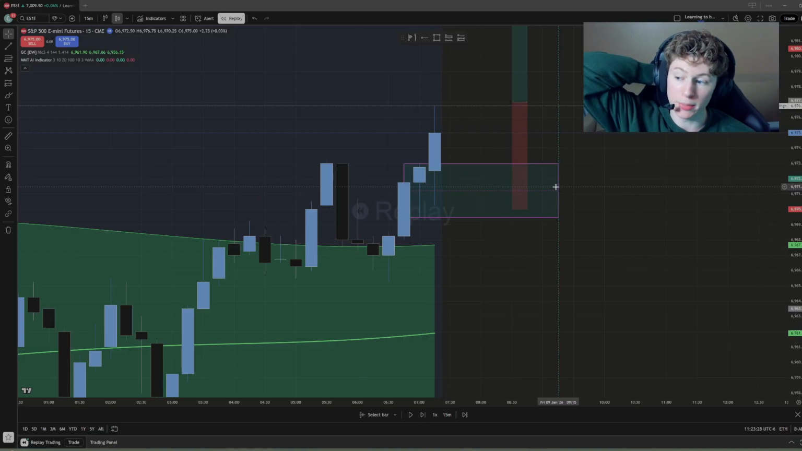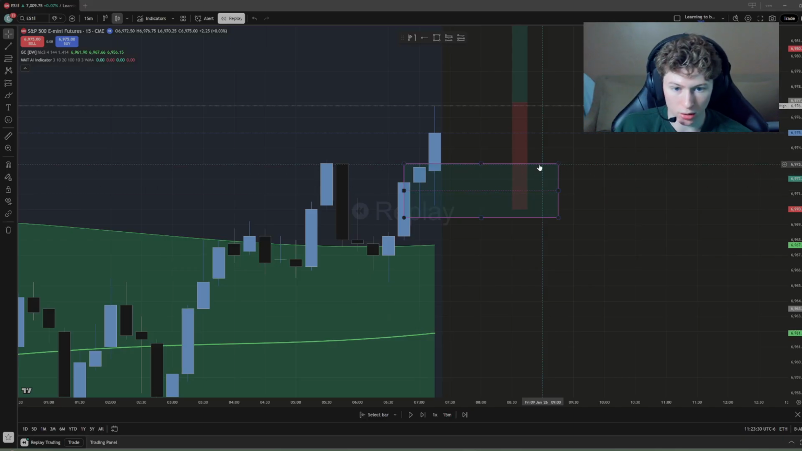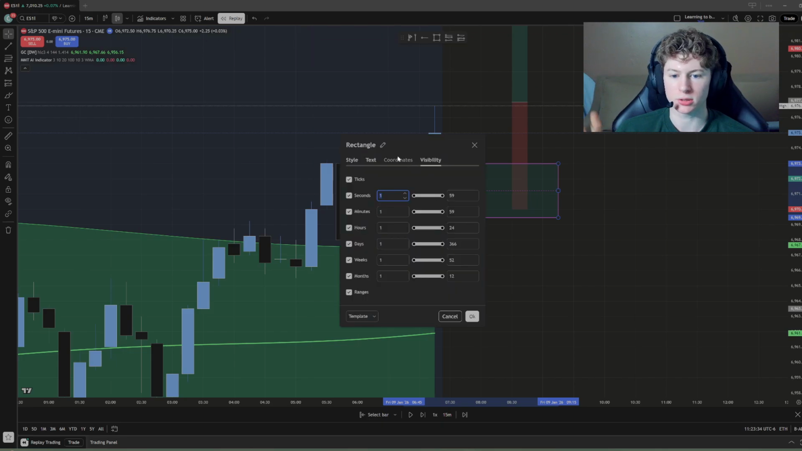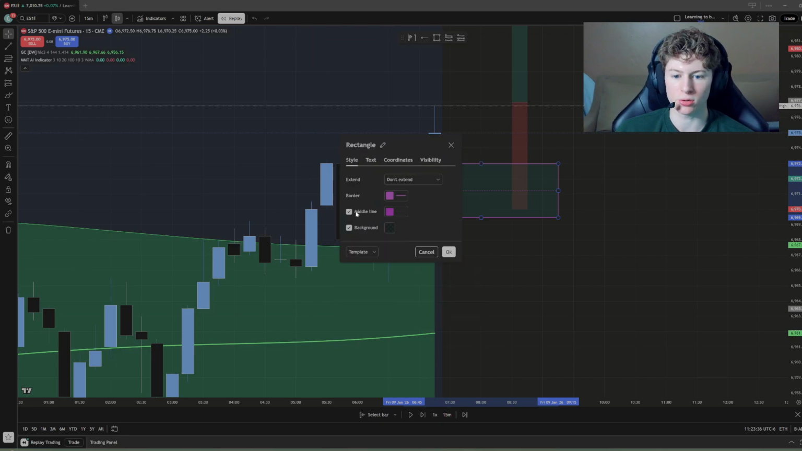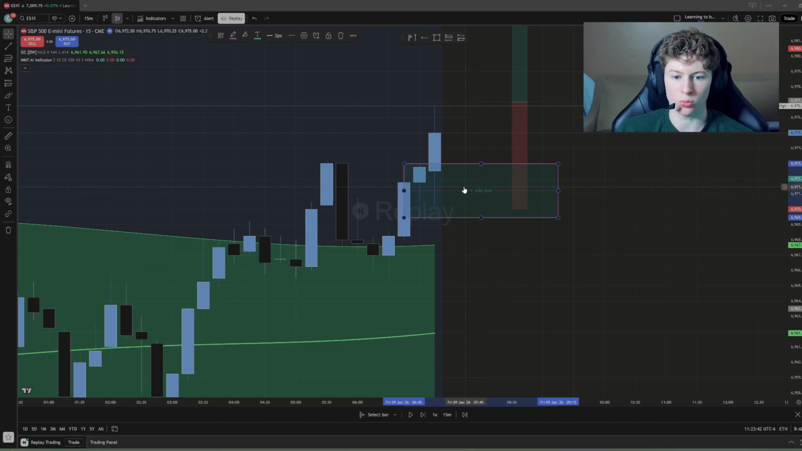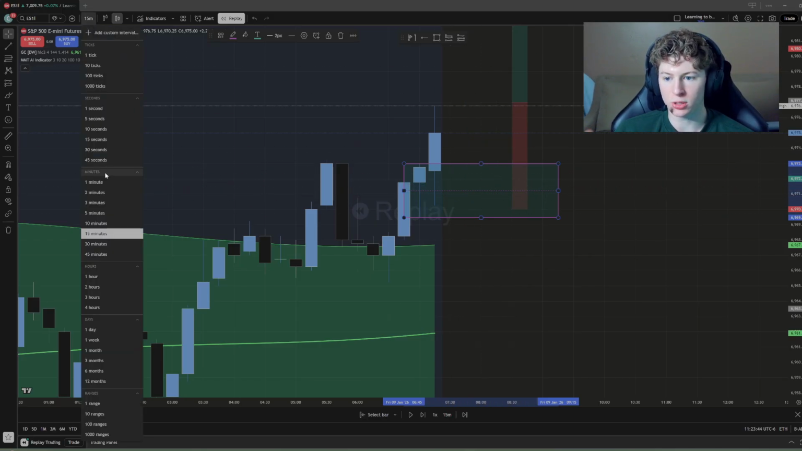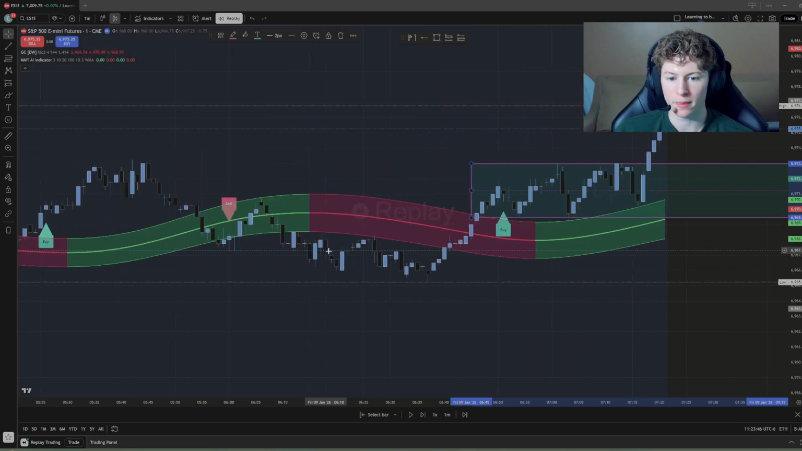Make sure you keep the midpoint on this box available. So you're going to click that. If you don't have the midpoint, you're going to go to settings, and it should be in style. Midline needs to be on. Boom, there you go. Mine is on. Once you have that marked out, you're going to hop into the 1-minute time frame.